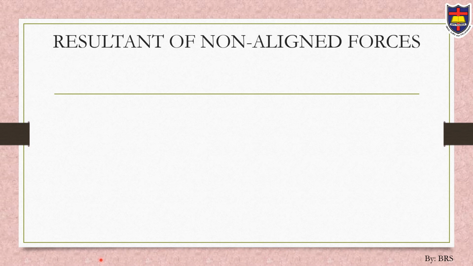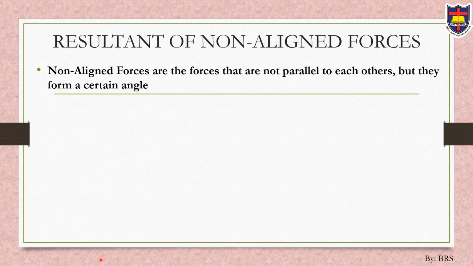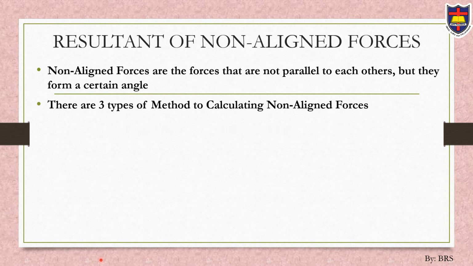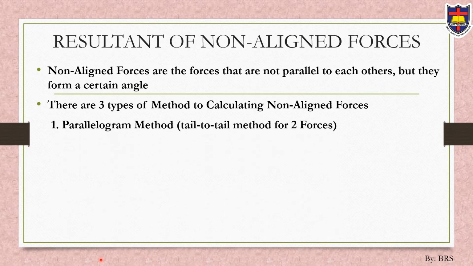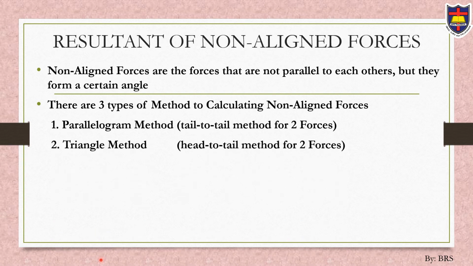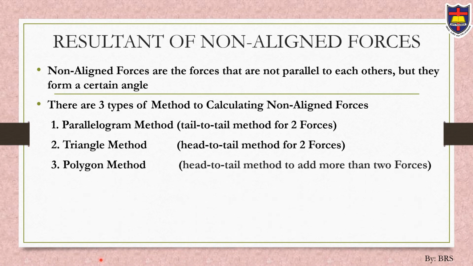Next, resultant of non-aligned forces. Non-aligned forces are the forces that are not parallel to each other, but they form a certain angle. There are three types of method to calculating non-aligned forces. 1. Parallelogram method, tail-to-tail method for two forces. 2. Triangle method, head-to-tail method for two forces. And 3. Polygon method, head-to-tail method to add more than two forces. And this is the part of vector, this is tail, and the arrow is head.